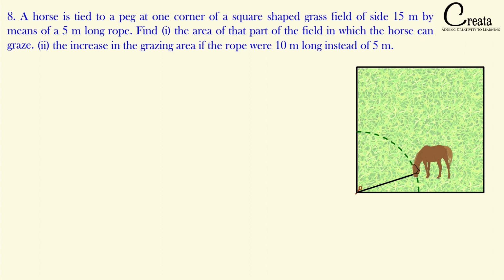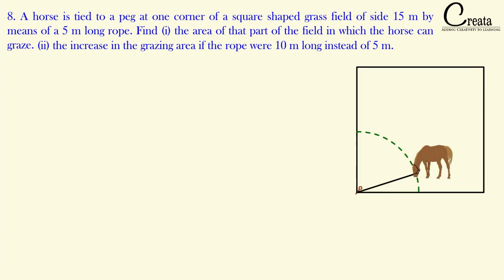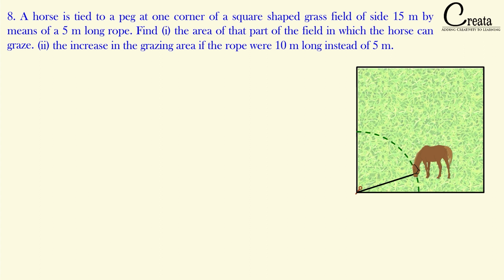Let's approach the question. In this question, a grass field is given which is square in shape and the dimension of the square shape field is given as 15 meter by 15 meter. A horse is also given which is tied to a peg and the peg is at one of the corners of the grass field. And the length of the rope is given as 5 meter. In the first part, we have to calculate the area in which the horse can graze. So this is the given part in the question.